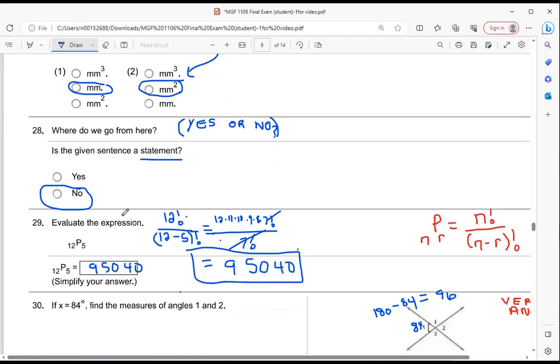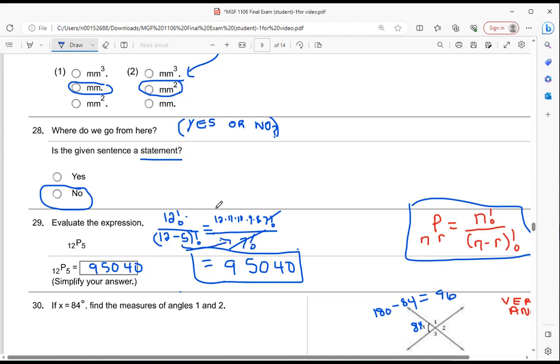For 29, we want to evaluate this permutation of 12 items taken 5 at a time. Our formula we wrote over here to find that permutation: the number of items we have is 12, and our r value is 5, taken 5 at a time. The formula is n factorial over n minus r factorial. We substitute 12 for n and 5 for r, so we get 12 factorial over 12 minus 5 factorial. 12 minus 5 factorial is 7 factorial.